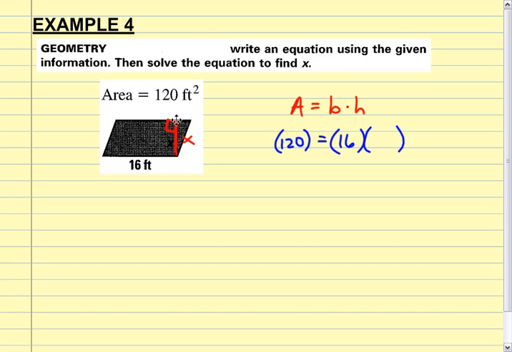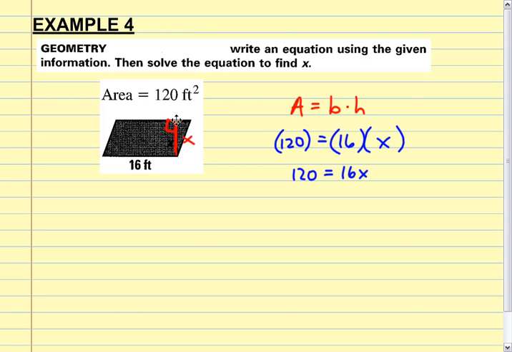Okay? Do I know what the height of this parallelogram is, Catherine? No. What do they give to represent it? X. So I'm going to put x in its place. Now, that doesn't look like we normally see an equation. I'm going to rewrite it so it looks like we normally see it. 120 equals 16x. Does everybody agree? Yes.